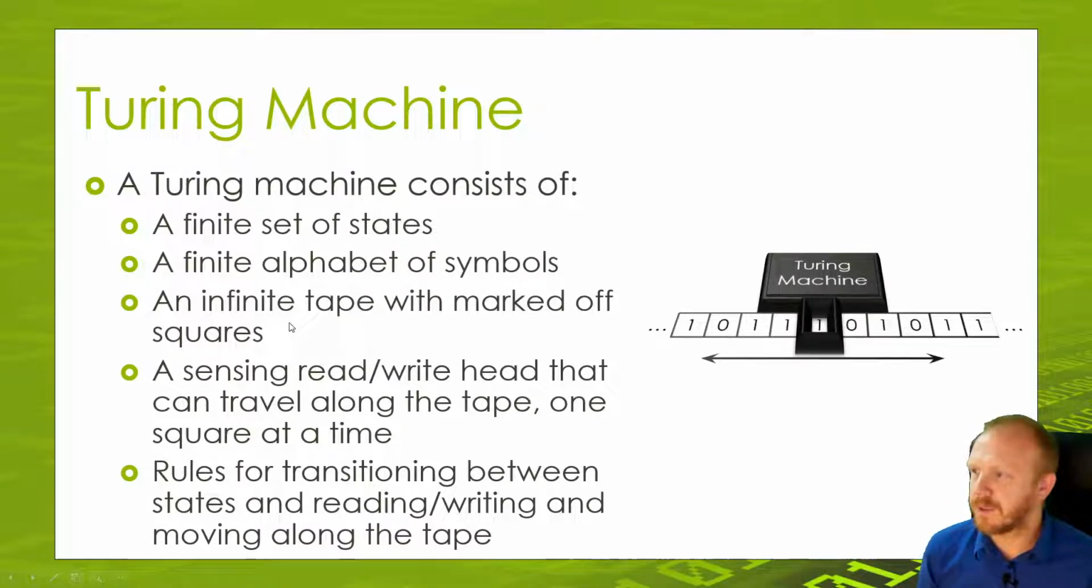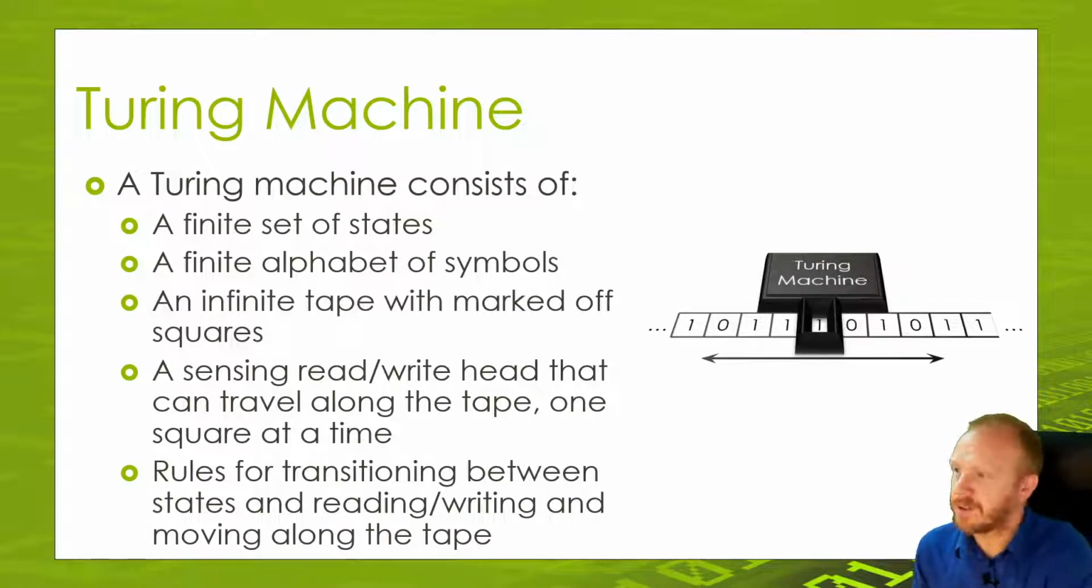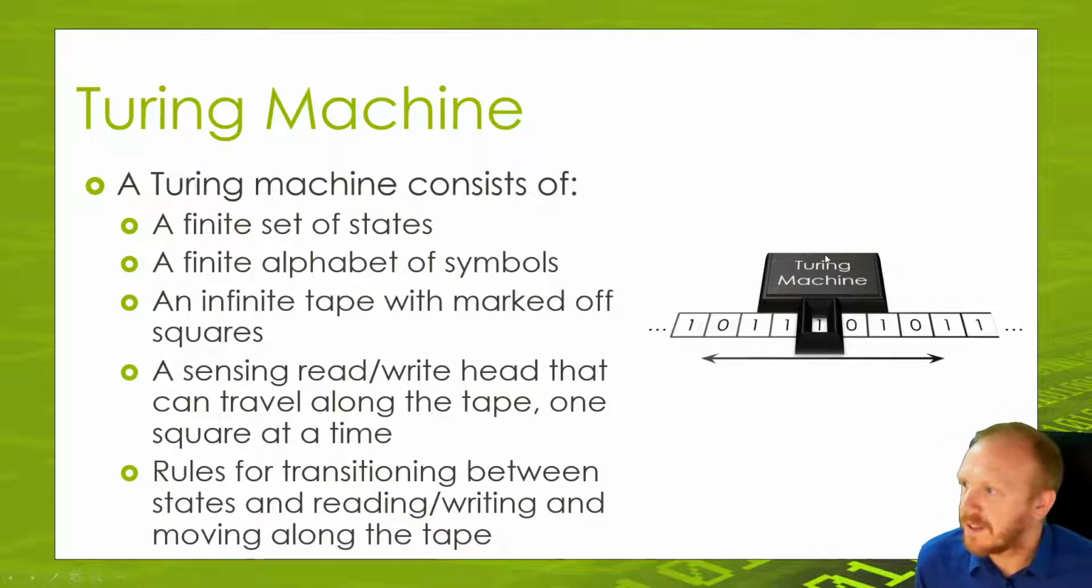Now this is the point where it becomes a conceptual model rather than a real thing, because obviously in reality we can't have an infinite tape. And that tape is marked off with squares. Then a sensing head can travel along the tape one square at a time, and rules for transitioning between the states exist to tell it what to do. So if we look at this, this is the machine here, it's hovering over this and reading a 1 there, and it knows it's in a particular state. These rules are what make a particular Turing machine do a particular thing.